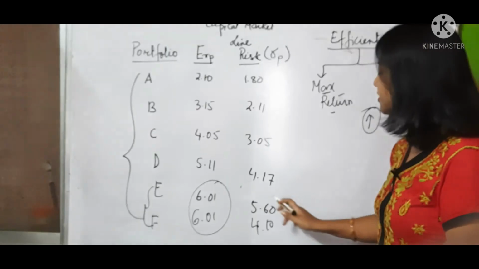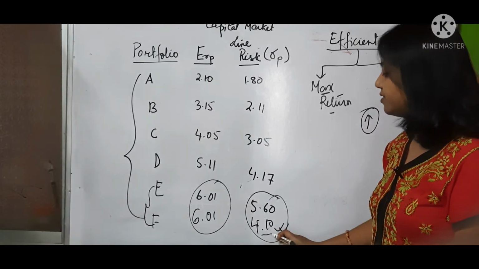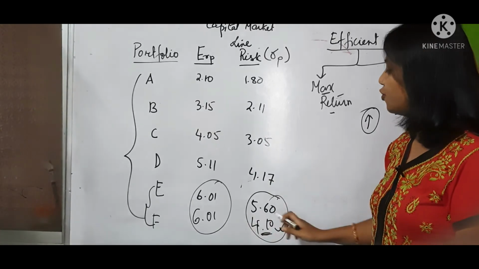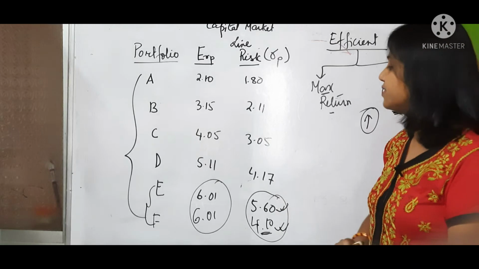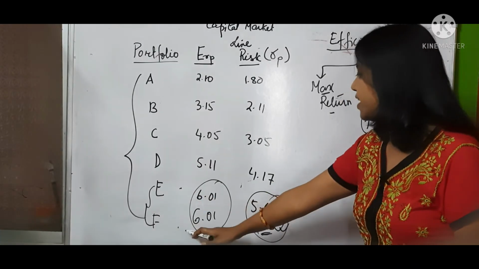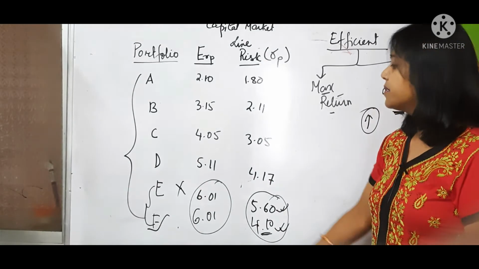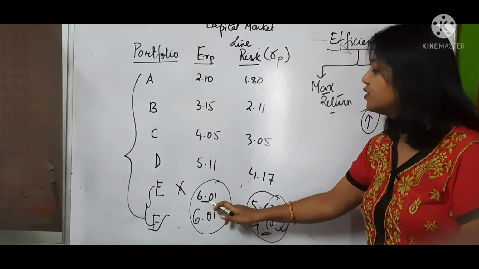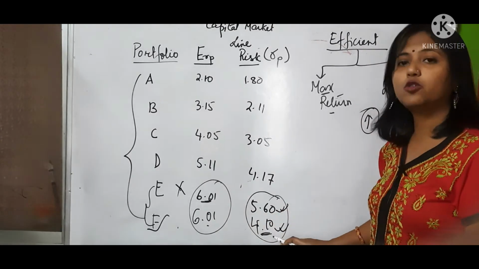But the risk is different. You will see portfolio F consists of less risk as against portfolio E, which carries more risk. So in that case I will say between E and F, F is efficient, E is not. Why? Because E could give you 6.01, but F is also giving the same return with a lesser amount of risk.